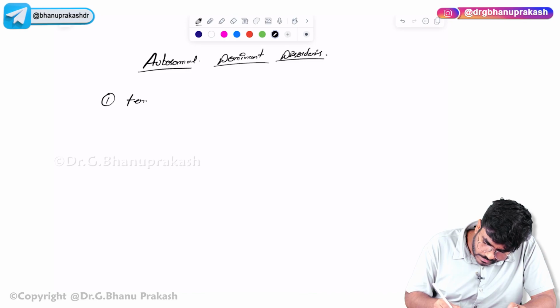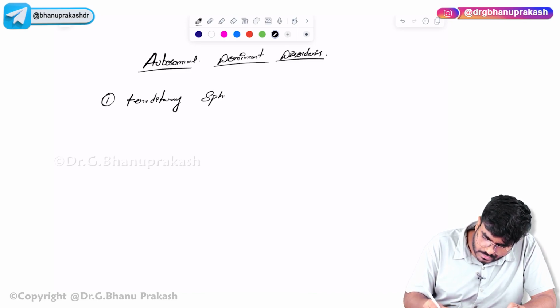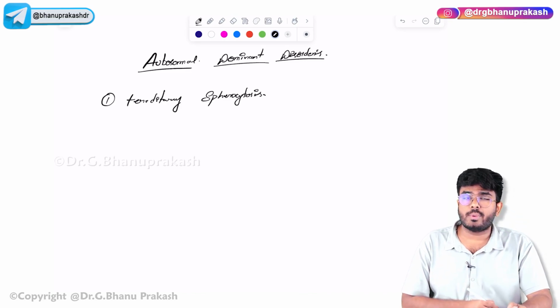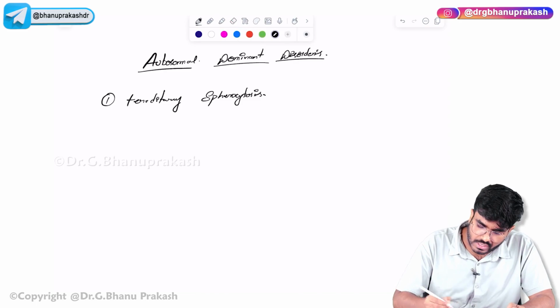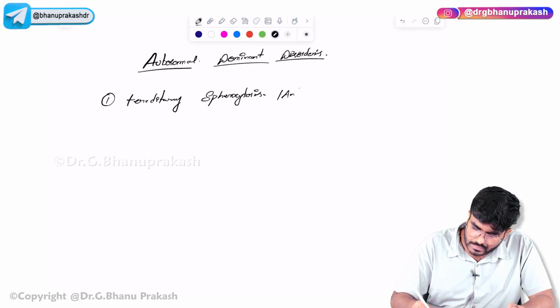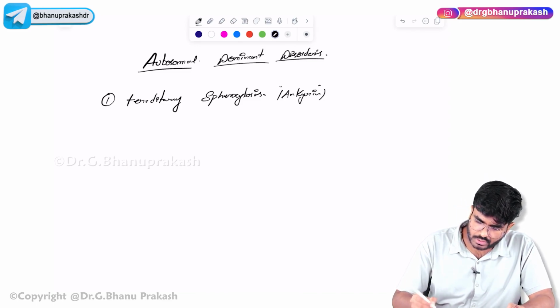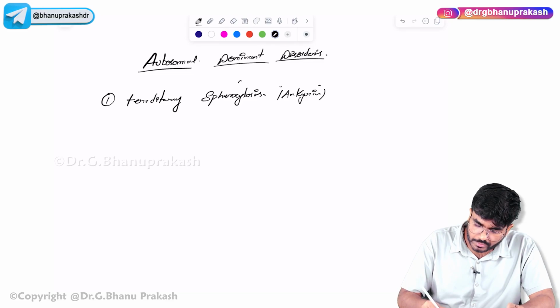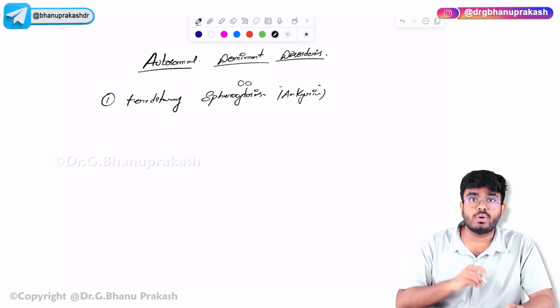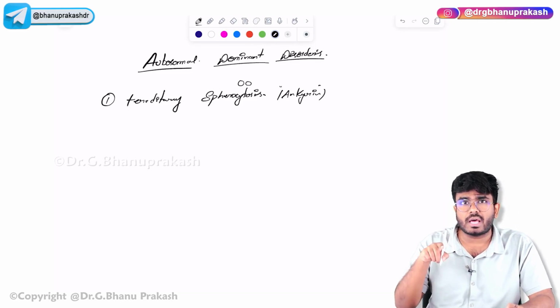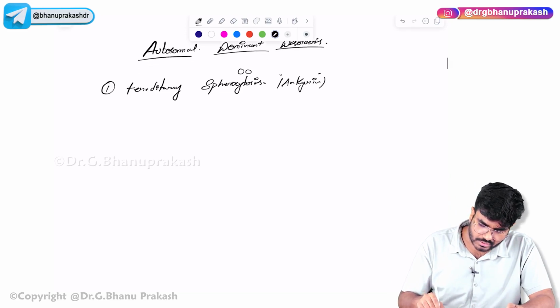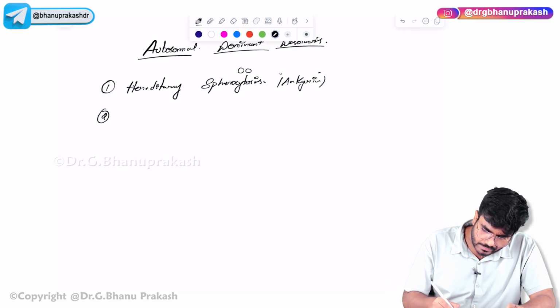Hereditary spherocytosis. Do you remember hereditary spherocytosis is because of what? Defect in the ankyrin, a peripheral protein. So with this ankyrin gone, in hereditary spherocytosis, the RBCs are going to be round shaped. Okay, hereditary spherocytosis.